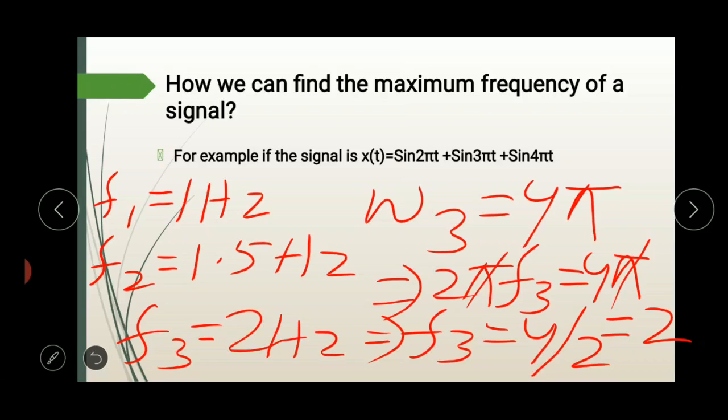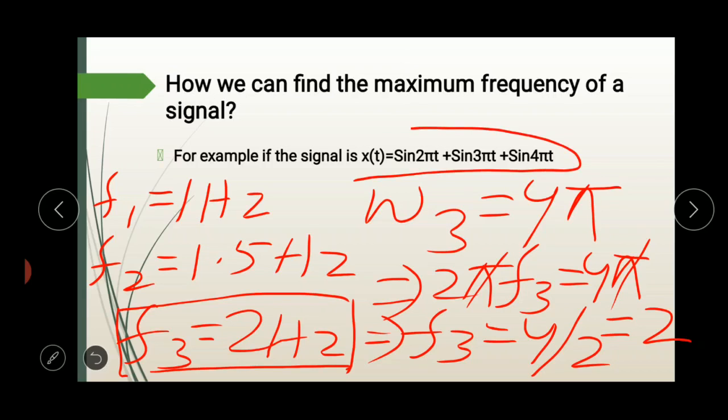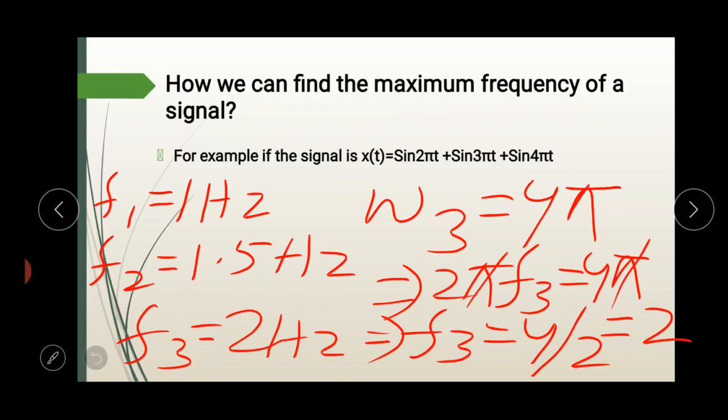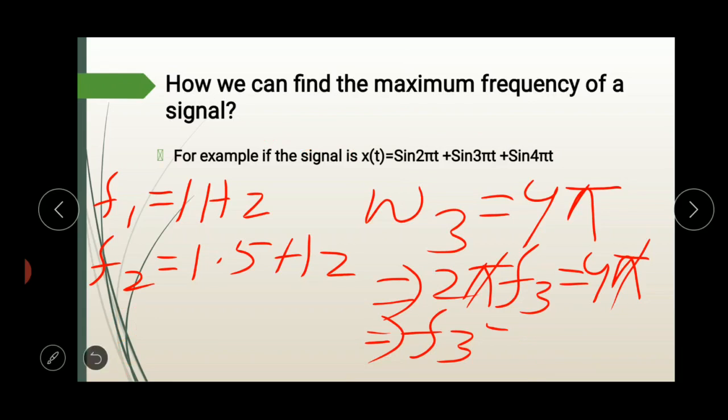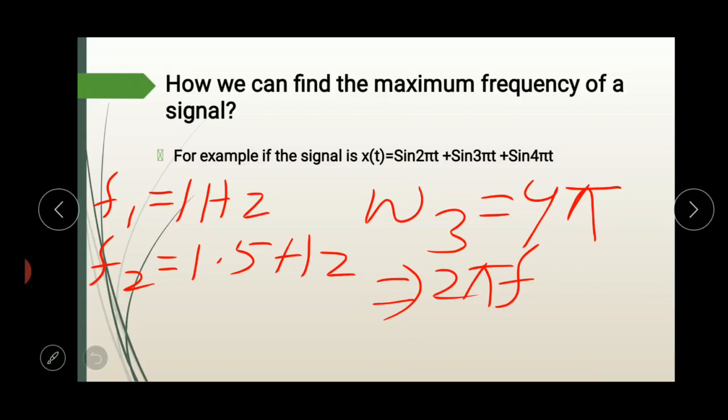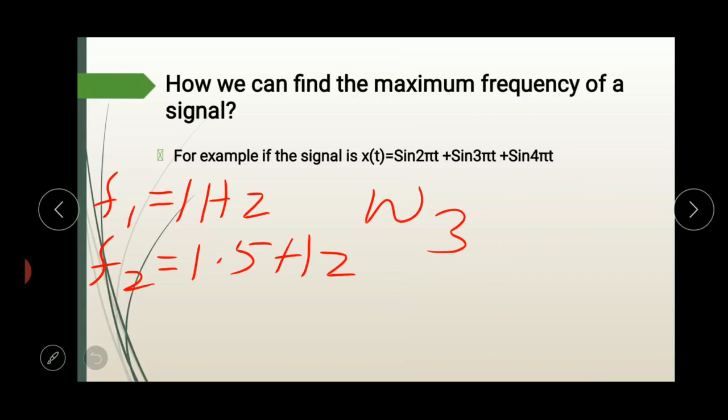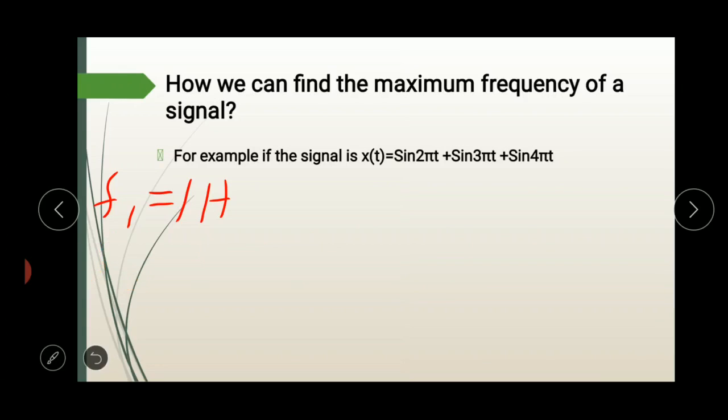Among these three frequency components, which one is the maximum? That is f3. That means for this signal, f3 is the maximum frequency. So if someone asks you what the maximum frequency in this signal is, you can say f3, that is 2 hertz. This way you can find the maximum frequency of a signal, then set the condition, that is fs greater than or equal to 2 fm.